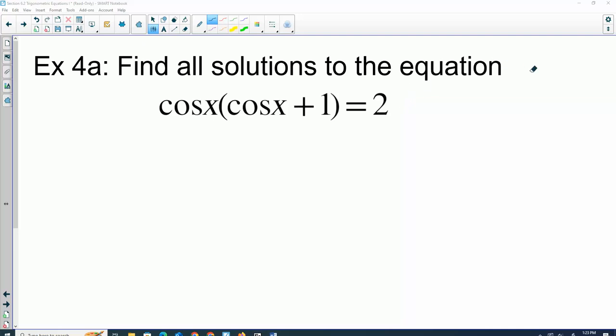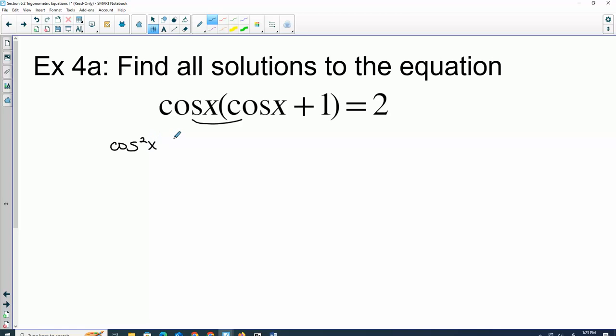They didn't specify degrees or radians on this one, so let's just do radians for our answer. The problem is, right now, it's factored, but it's not equal to 0. So that technique only works if it's 0 on the other side. So we have to start by multiplying it out.